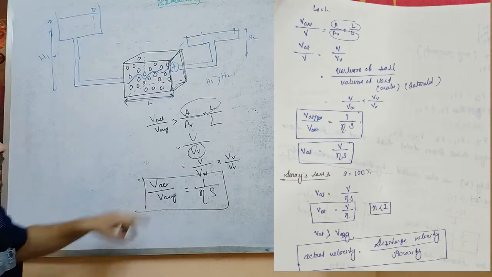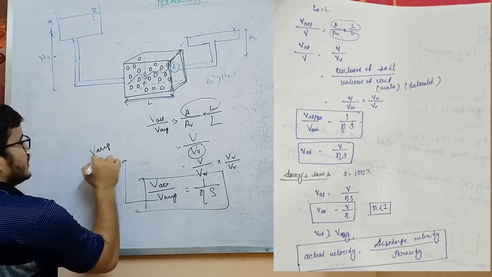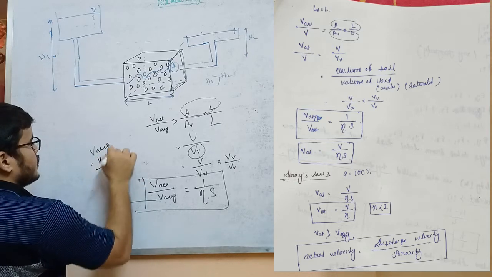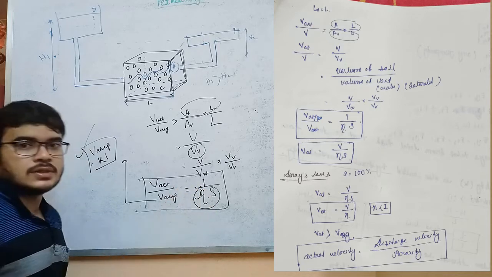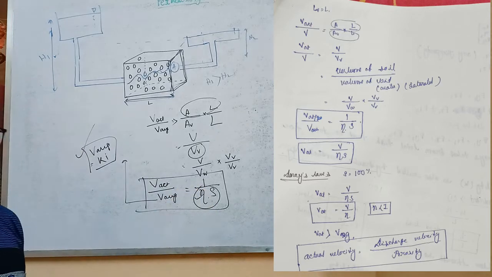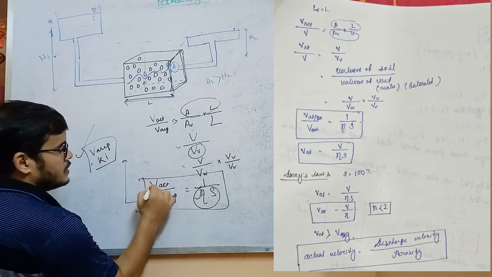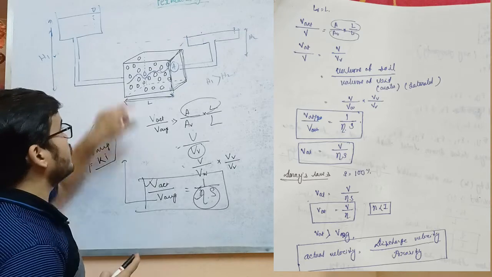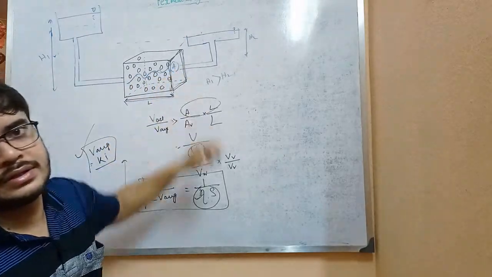So we are getting the average value V average from Darcy's law, that is Ki, and eta, the porosity of the soil, can be measured from different tests. Okay, so from this equation you will get the value of V actual, the actual velocity of the fluid through these interconnecting voids.